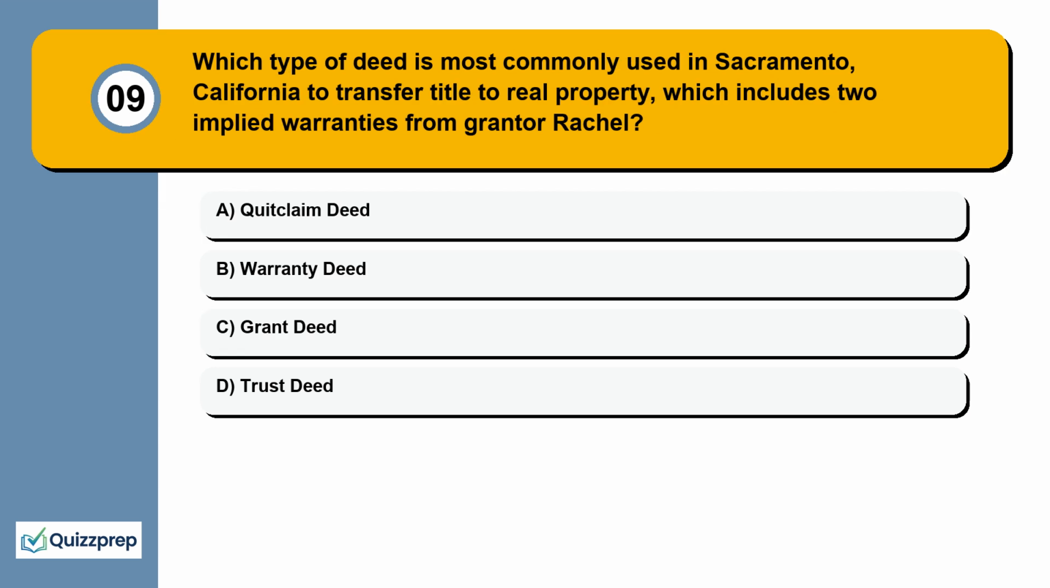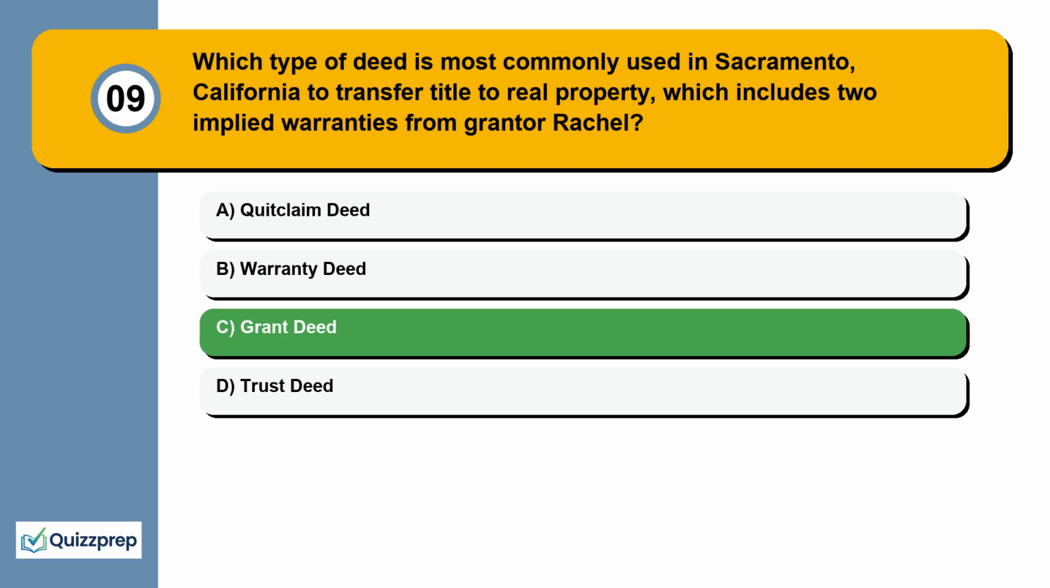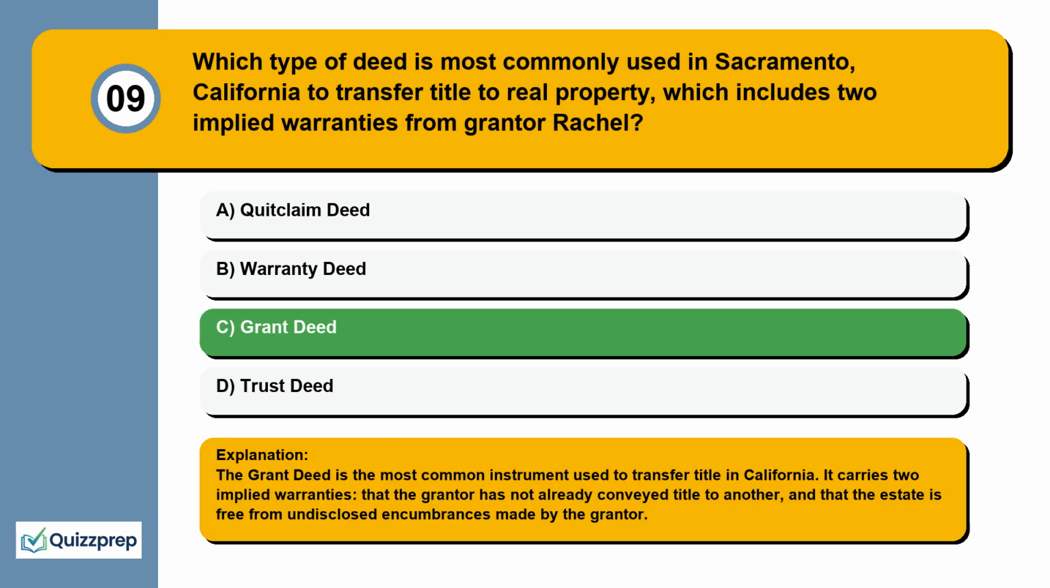Question 9. Which type of deed is most commonly used in Sacramento, California to transfer title to real property, which includes 2 implied warranties from grantor Rachel? Quitclaim deed, warranty deed, grant deed, trust deed. The grant deed is the most common instrument used to transfer title in California. It carries two implied warranties: that the grantor has not already conveyed title to another, and that the estate is free from undisclosed encumbrances made by the grantor.